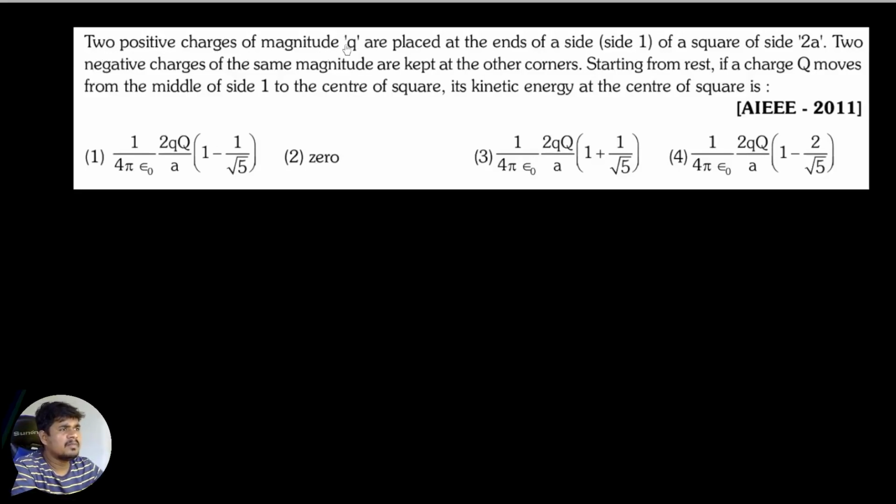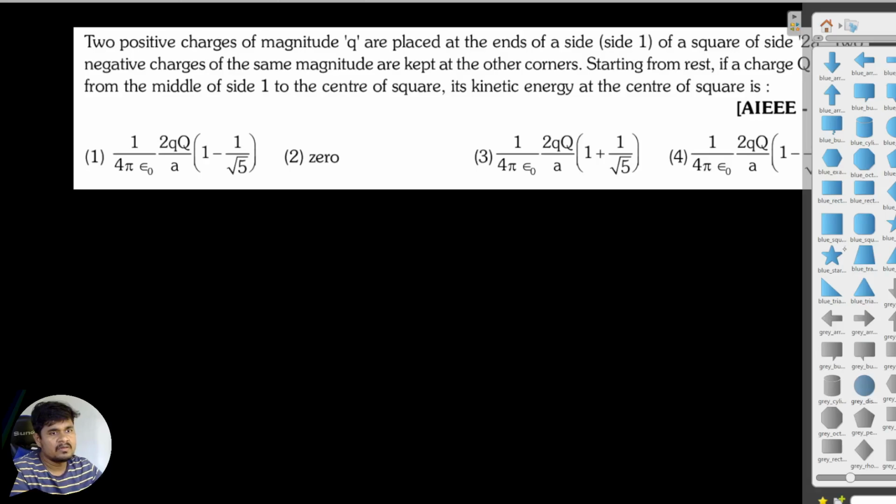Positive charges of magnitude q are placed at the ends of side 1 of a square of side 2a. Two negative charges of the same magnitude are kept at the other corners. Starting from rest, if the charge q moves from the middle of side 1 to the center of the square, its kinetic energy at the center of the square is.